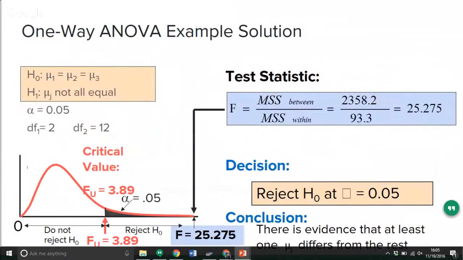Again, SPSS would calculate all of this out. It would find that our critical value is 3.89, and in fact, we are rejecting the null hypothesis. So what does that mean if we are rejecting the null hypothesis? Again, work through the logic.